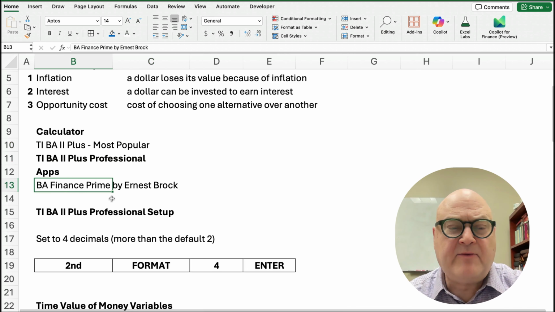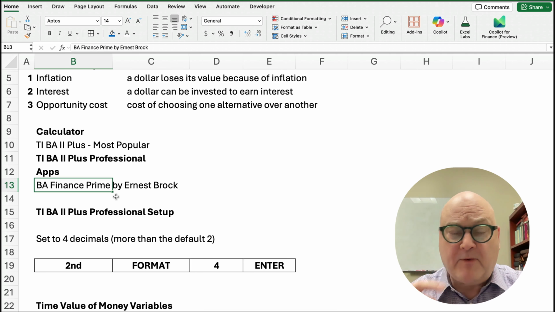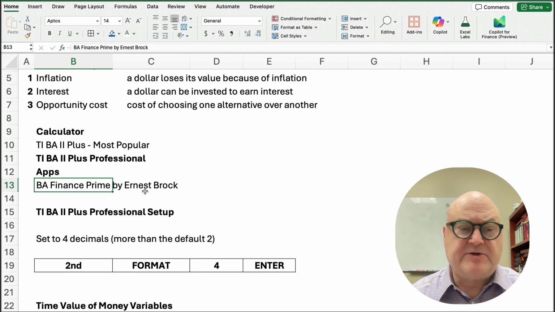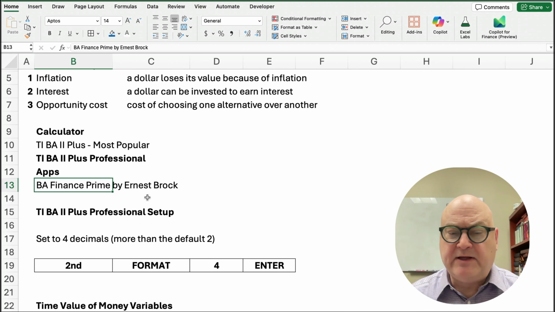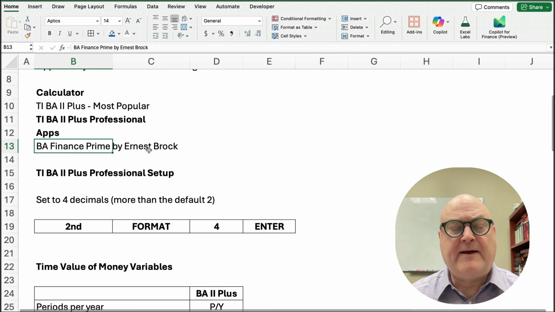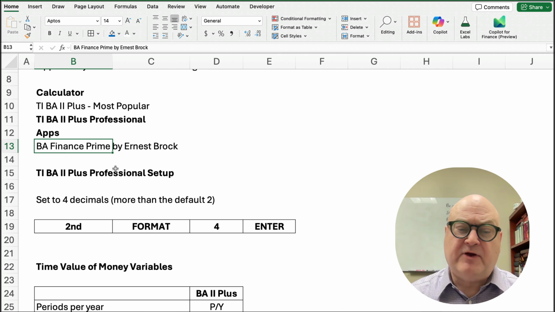Now, there is an app that I'm using, and so you might want to have this on your phone. It's the BA Finance Prime by Ernest Brock. Not sponsored or anything like that. It's just I really like this app, and I can use it on my computer and my phone. I have a MacBook, so therefore I can use an iOS app on my computer.